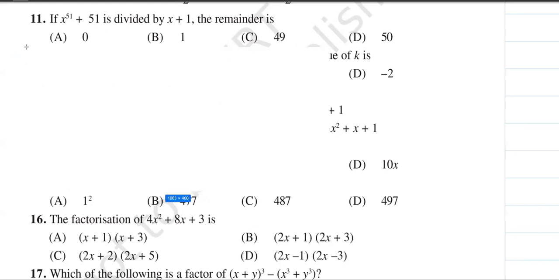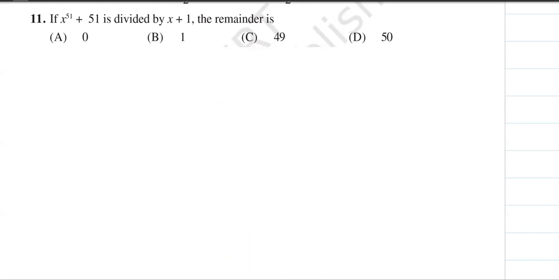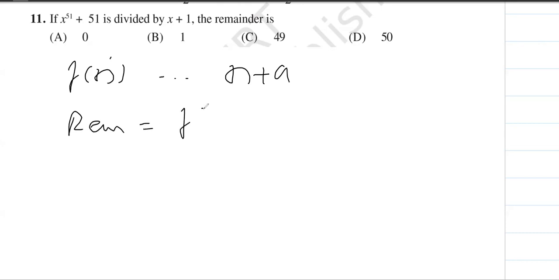In question number 11, the question says that if x raised to the power 51 plus 51 is divided by x plus 1, what is the remainder? So we have to get the remainder. What you must know from your previous concepts is that say f(x) is a polynomial, and if it is divided by x plus a, then the remainder is obtained as f of the zero of this, which is minus a.